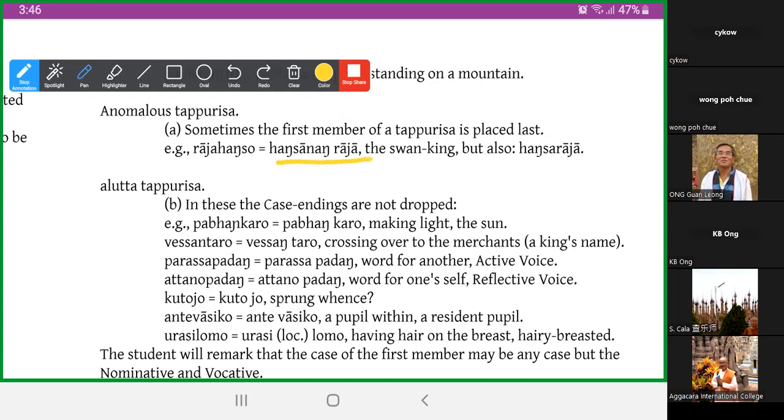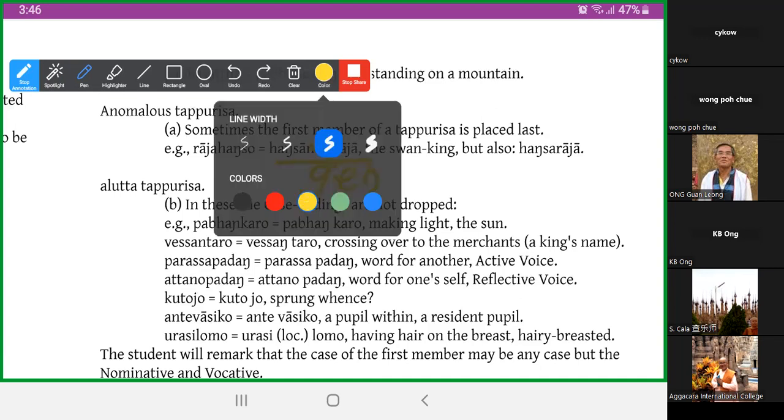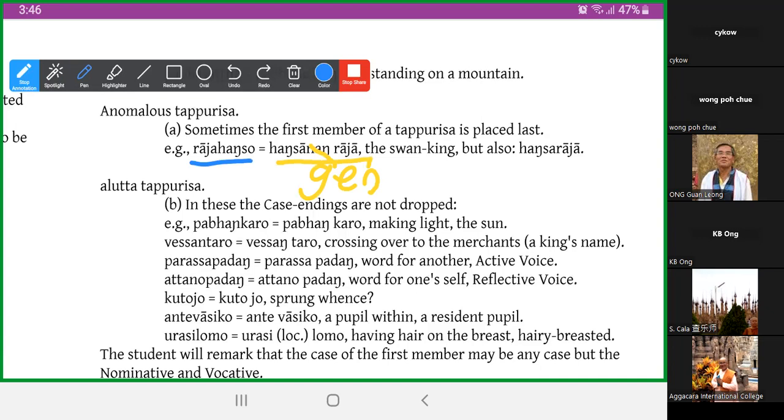All right. So you have this one. Hansanam Raja. Right. So you drop the nam. It's a genitive case here. So it has two, Hamsa Raja or Raja Hamsa. Okay, so there are two ways written. So in this case, when you drop the genitive case, what is this Tappurisa? Can you remember? Is it the first, second, third, fourth, or what is the Tappurisa with the genitive case?